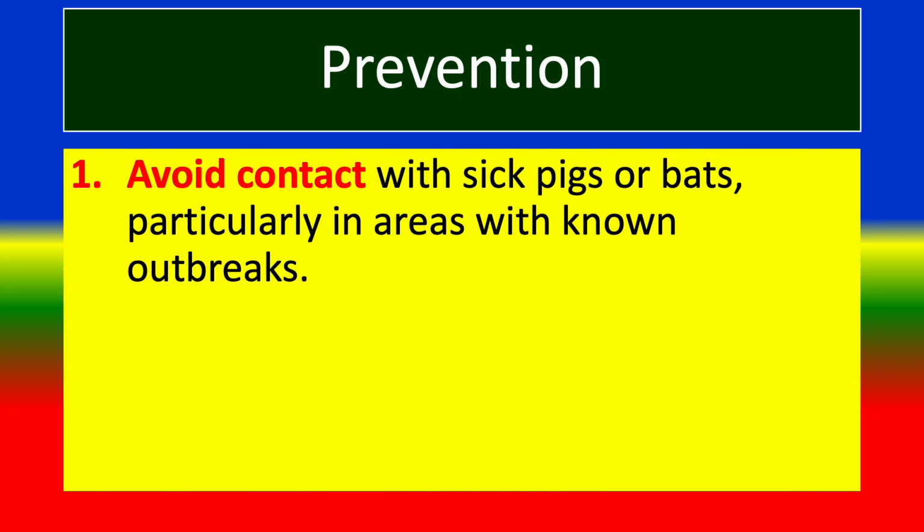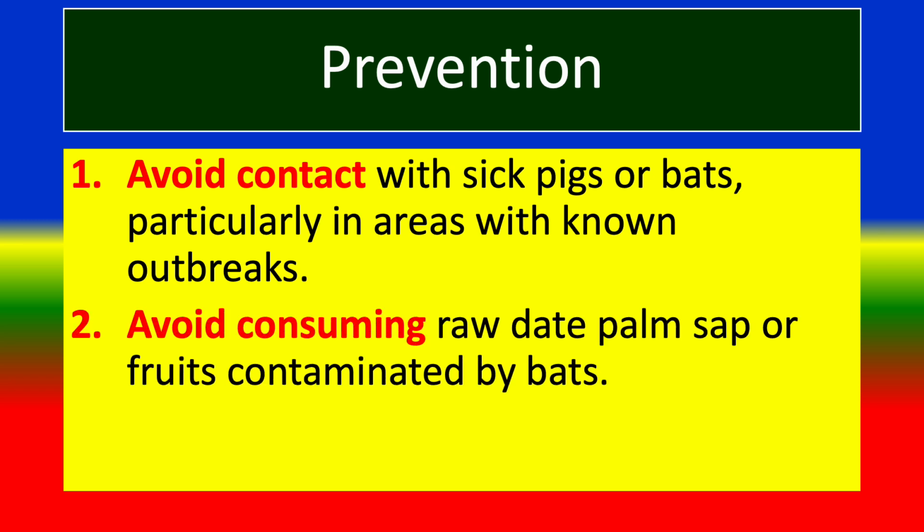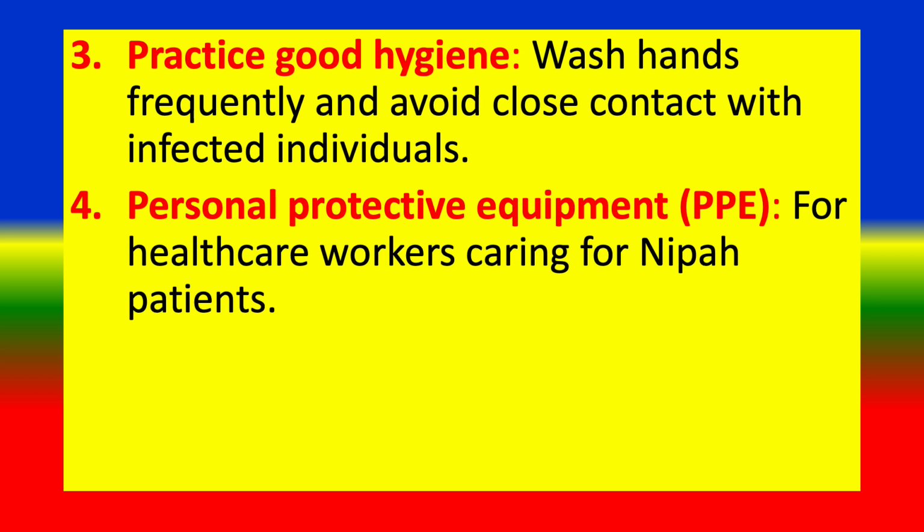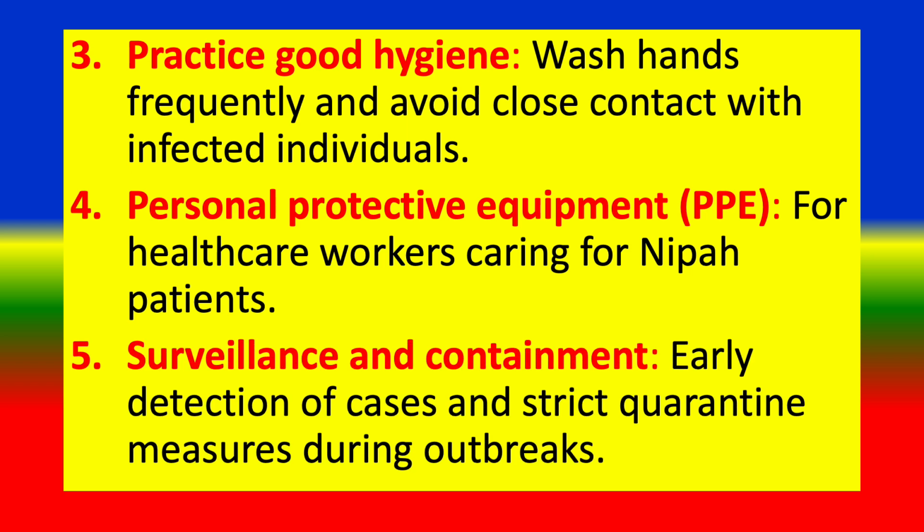Prevention. 1. Avoid contact with sick pigs or bats, particularly in areas with known outbreaks. 2. Avoid consuming raw date palm sap or fruits contaminated by bats. 3. Practice good hygiene, wash hands frequently and avoid close contact with infected individuals. 4. Personal protective equipment for healthcare workers caring for Nipah patients. 5. Surveillance and containment: early detection of cases and strict quarantine measures during outbreaks.